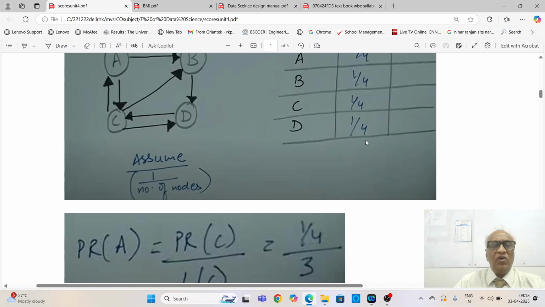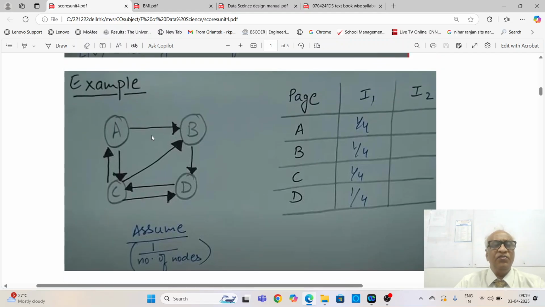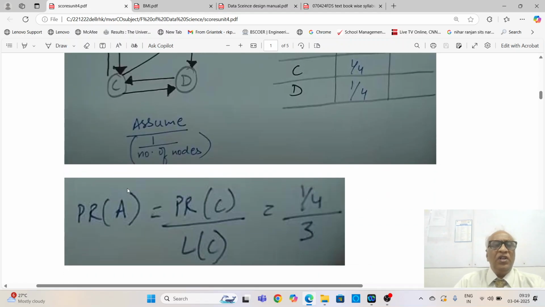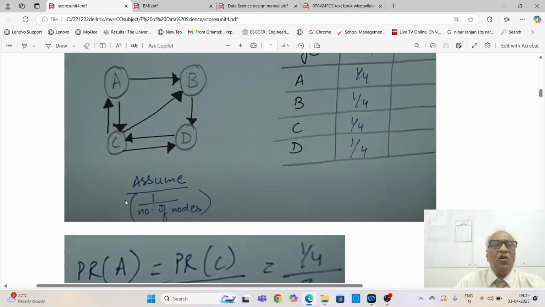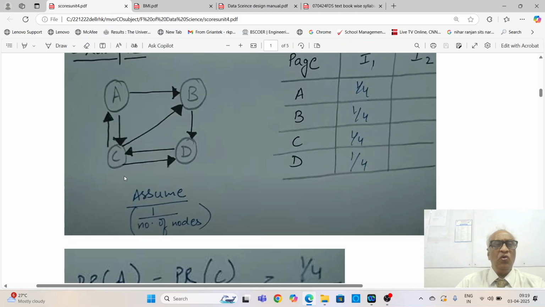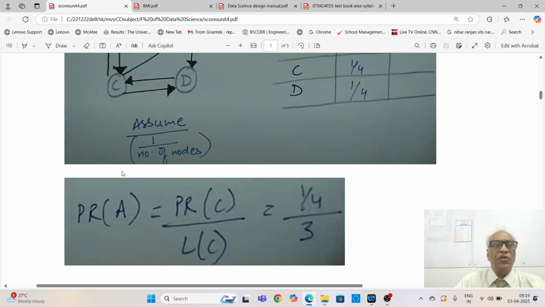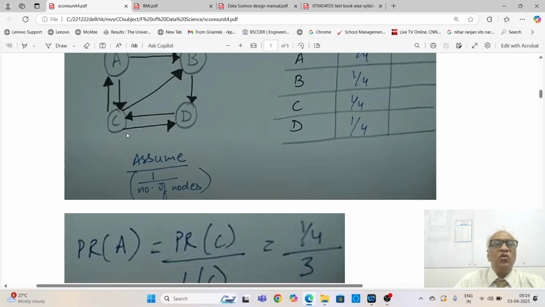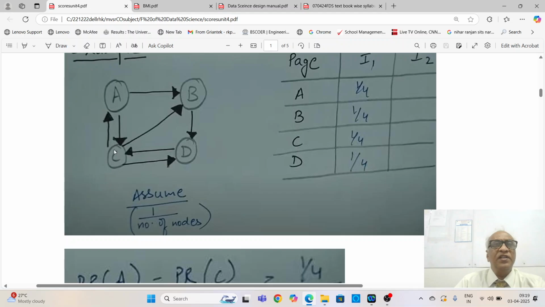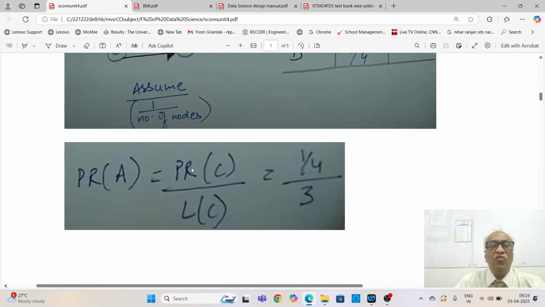Now we need to calculate the page rank for individual nodes. Let us say we want to calculate the page rank for A. The page rank for A is dependent on the incoming edge node. So what is the incoming edge to A? The incoming edge to A is this, which is coming from C. So the page rank of A is dependent on the page rank of C, and how many outgoing links are there with C. So how many outgoing links are there with C? 1, 2 and 3. So 3 outgoing links. So what is page rank of C? Page rank of C is 1 by 4. So 1 by 4 divided by 3, that will be the page rank of A.